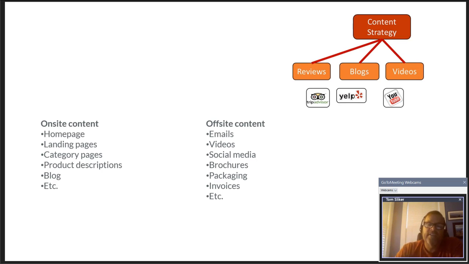So there's other ways of looking at these things, but I just wanted to give you the idea here that we're talking about content, and mostly what we're talking about today is what I would call on-site content. What can you put on your website so that your website ends up coming up number one on Google?